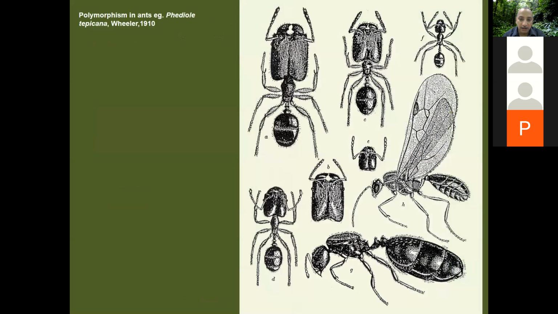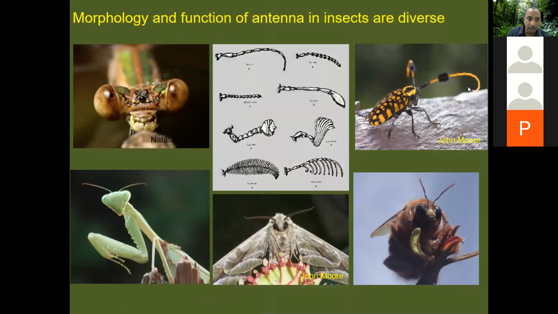Then comes the ants and their polymorphism. You can see the queen ant, the male ant, the soldier, and the worker caste, of different sizes and shapes, to do different types of tasks. Then they have different morphology.